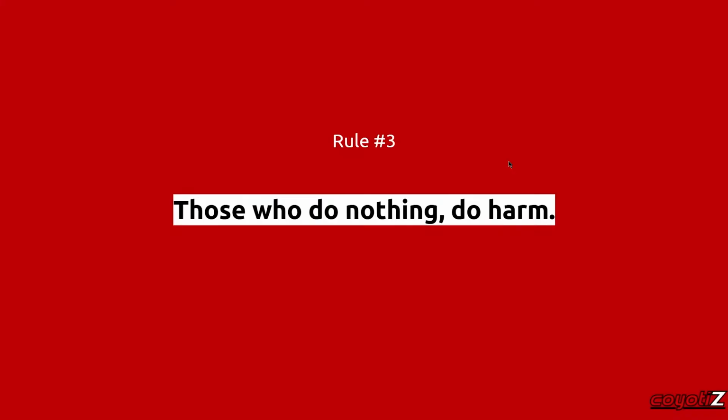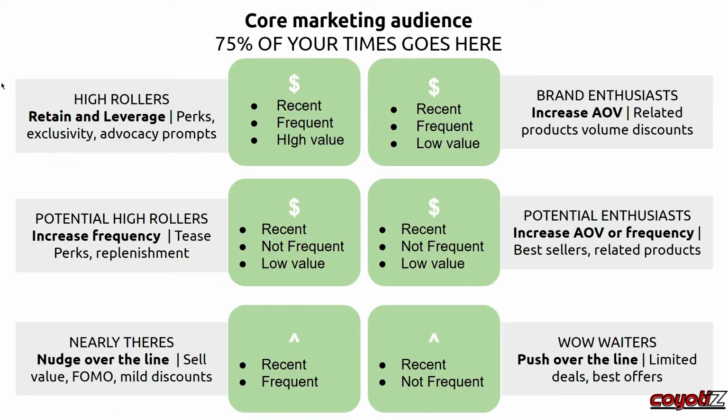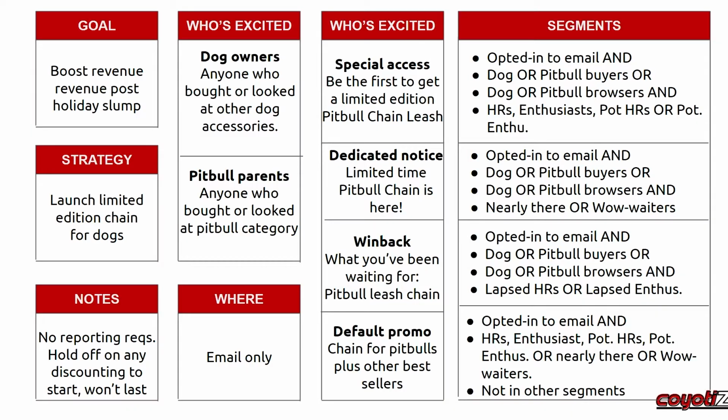Basically, if we go back, we include these groups: high rollers, brand enthusiasts, and then potential high rollers and potential enthusiasts. We're going to cut out this one and below, and on this type of email we include all these four quadrants, because we want to target everybody who's super engaged and has money, who buys recently and buys frequently. Basically, the top of your list. This email is for them because, as I said, those guys should be treated as gods. That's why we allow special access.